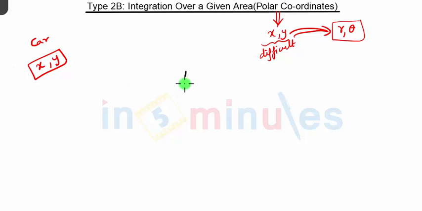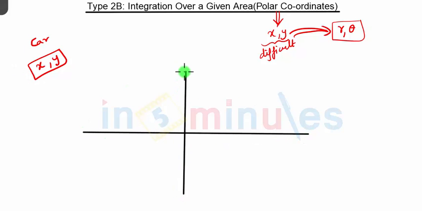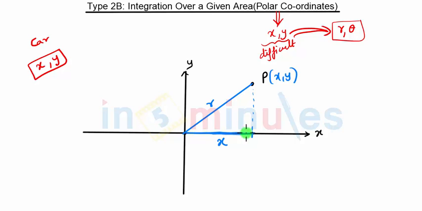For that, let's consider our coordinate axes. These are our y-axis and x-axis. Let's say we have one random point in this plane, which is P. What is the distance of this point from the origin? The distance of this point from the origin is this line, and this distance is known as r. Let's say this point is P of x comma y. This distance is x, this distance is r, and this distance is y.